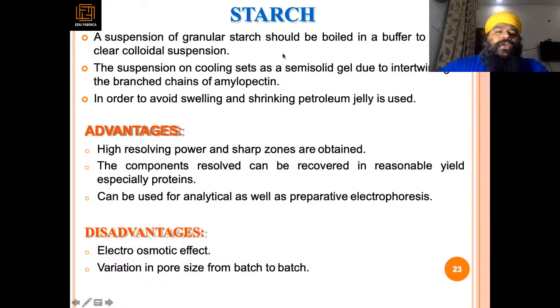Then starch could also be used, a suspension of granular starch in a buffer to give a colloidal suspension. On cooling, the suspension sets as a semi-solid gel due to the intertwining of the branched chains of amylopectin. In order to avoid swelling and shrinking, petroleum jelly is used.